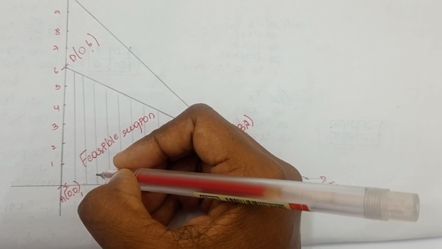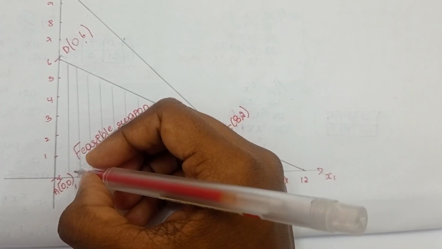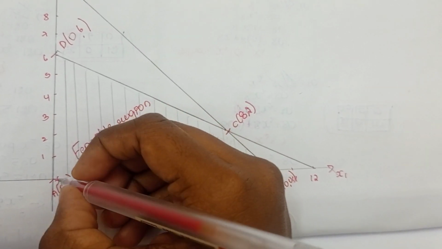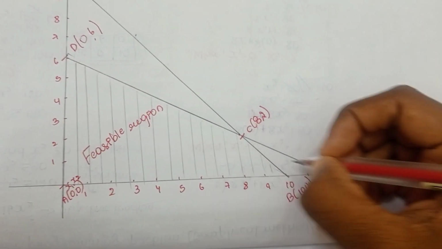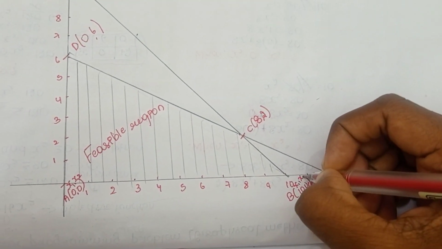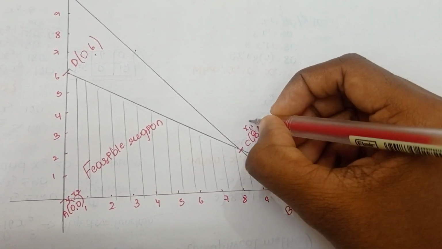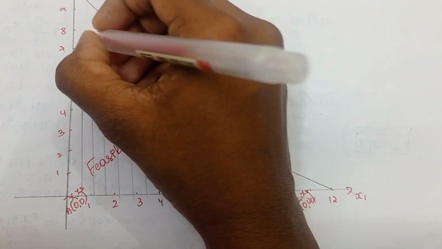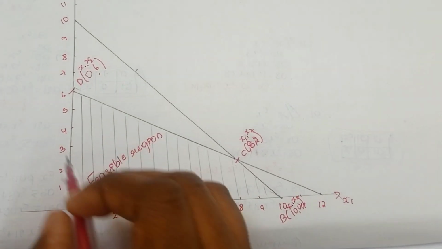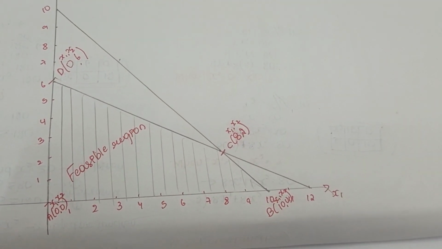The way to identify this is, first find the x1 value and then the x2 value. We can mark it like this so that it will be easy: first x1 and then x2. You can even write this value at the time of plotting the graph itself, or you can write it after plotting the graph.